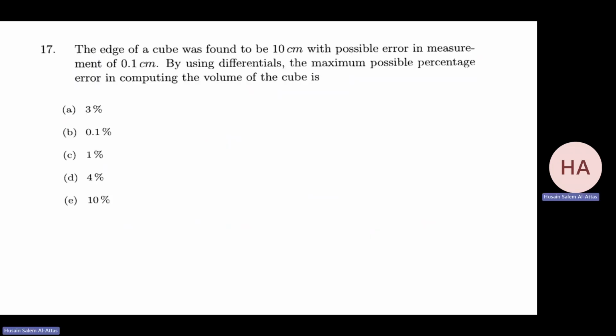Make it a fraction. Okay. The area of a cube is found to be 10. Let's say x equals 10. Possible error is 0.1, dx. Call it x, who cares? But the maximum percentage error. What is the percentage error? If you remember, it's dv divided by the volume, times 100 percent. Okay.